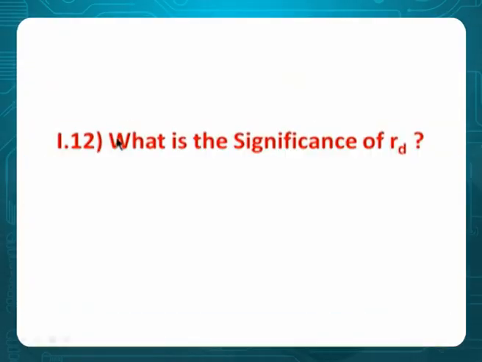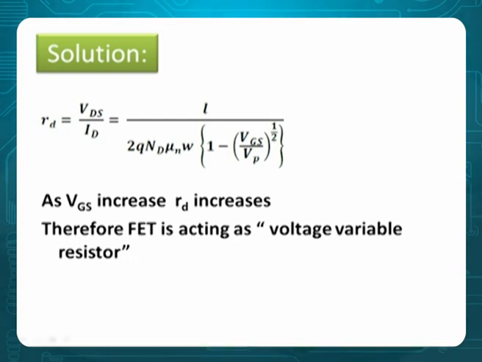12. What is the significance of RD? What exactly we find there? Look at here, RD. RD is VDS by ID, which is L by 2Q ND mu n into W, 1 minus VGS by VP. As VGS increases, this RD is increasing. Therefore, when RD is changing with voltage, it's called voltage variable resistor.